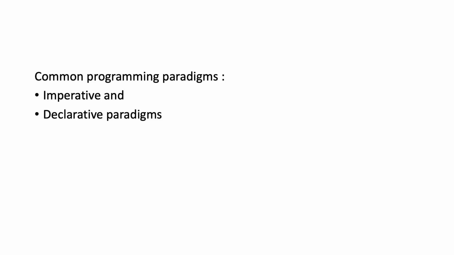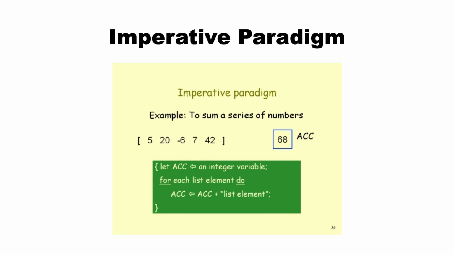Common programming paradigms include imperative and declarative paradigms. Under the imperative paradigm, the programmer instructs the machine how to change its state. The state of a program is collectively described by its variables. There are two subtypes within the paradigm, namely the procedural and the object oriented.